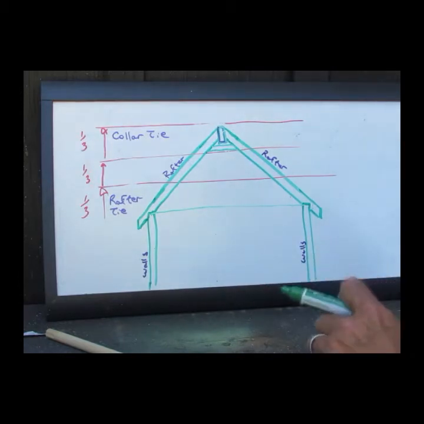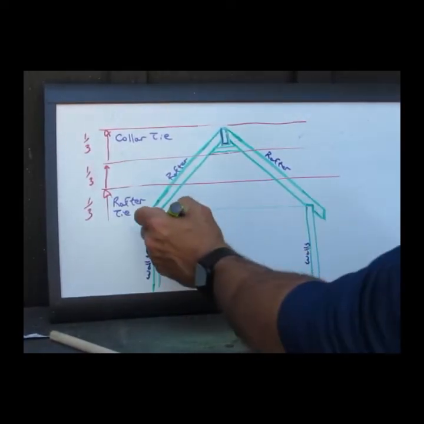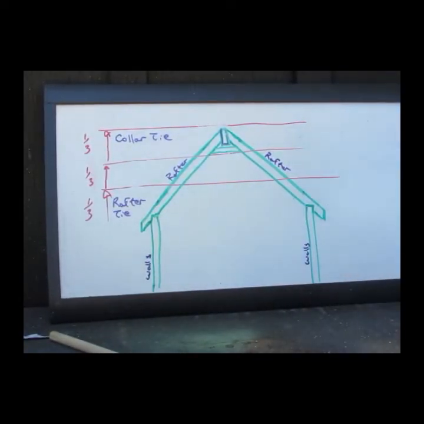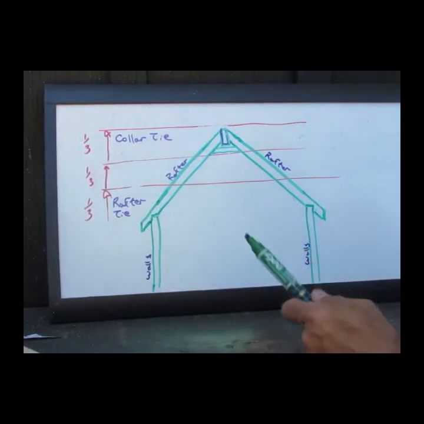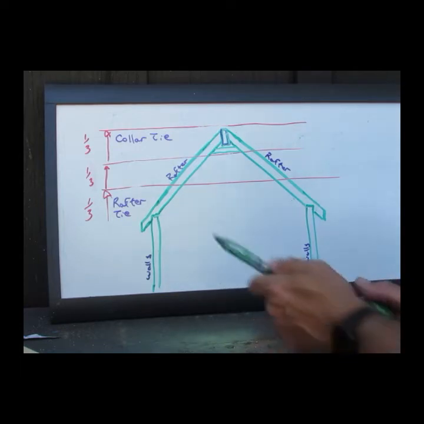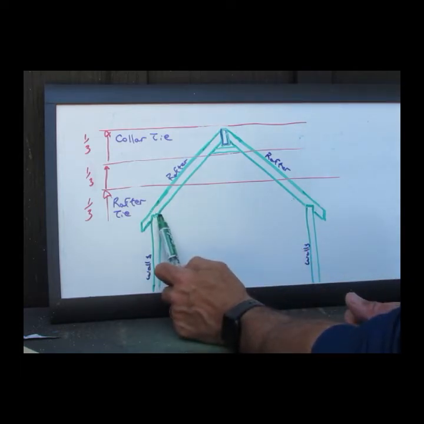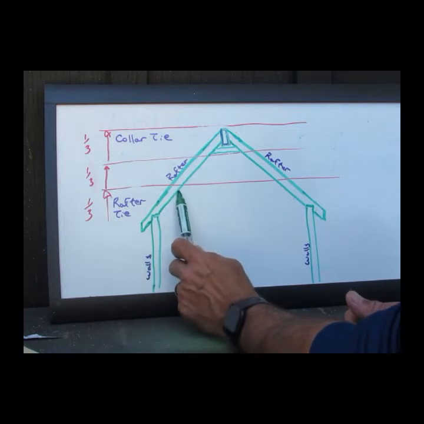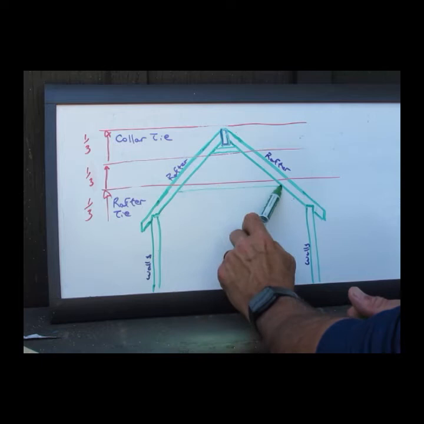But what we're going to do is we're going to place our rafter tie a little higher up. We can put our rafter tie to the exact same results anywhere in the bottom third. So I can put it as low as the top of the wall or as high as a third up. So I can put my rafter tie right up here.